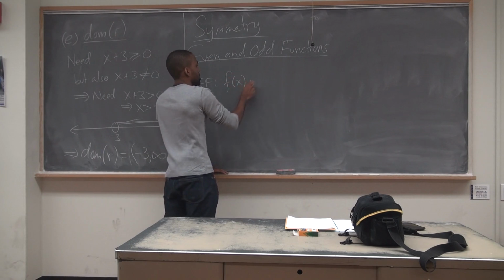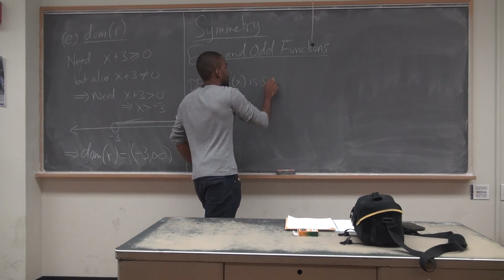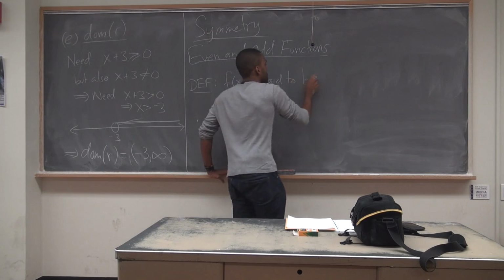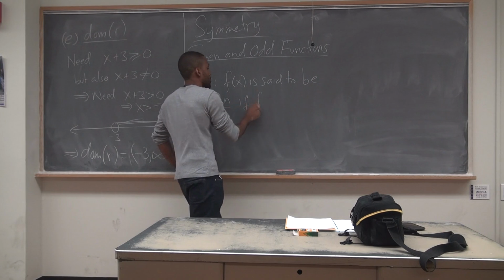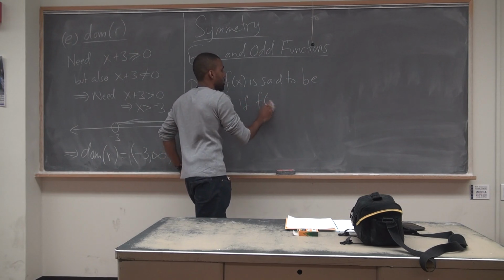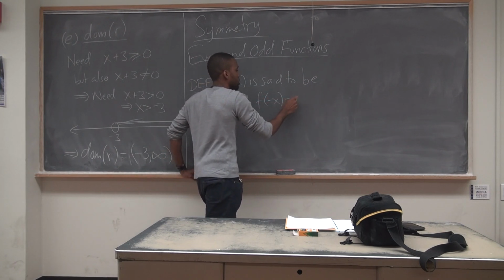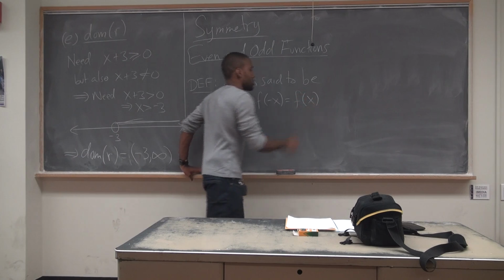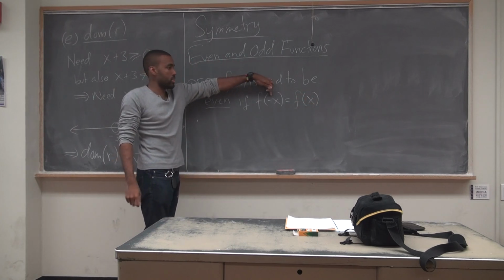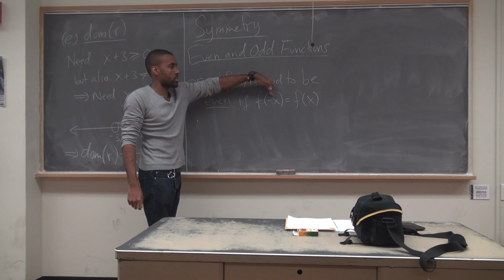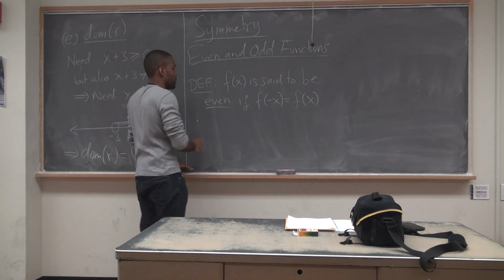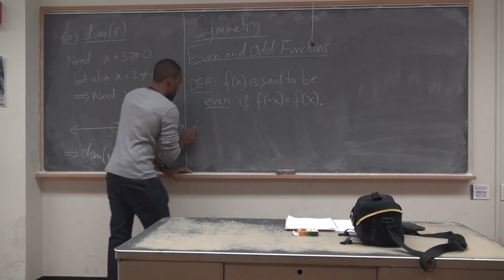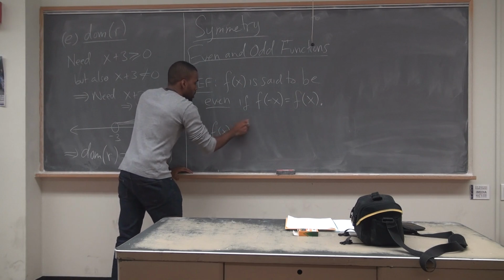f of x is said to be even if f of minus x equals f of x. Meaning, if I replace every x in that function with a negative x, it made no difference. This is called an even function. Example, f of x equals x squared is an even function.